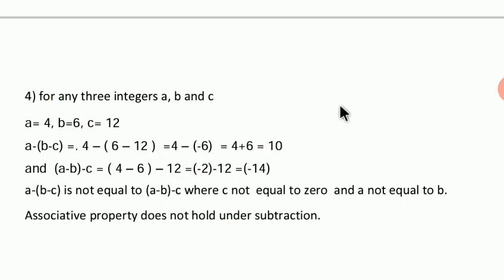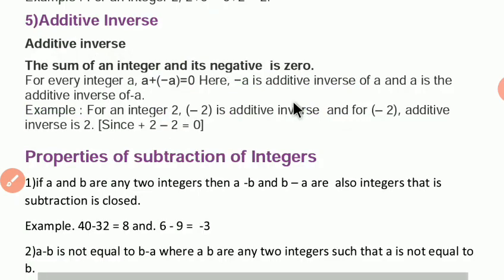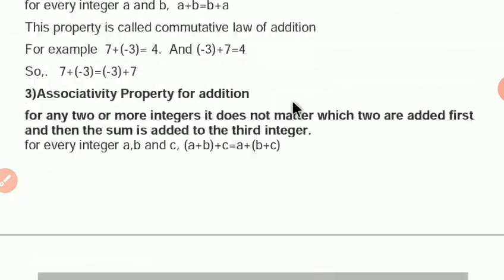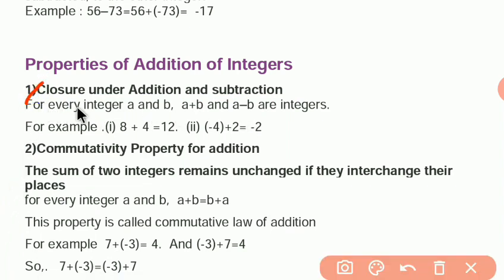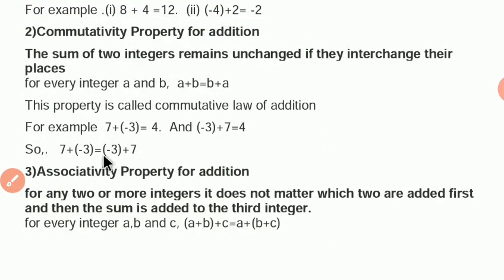So we have seen the different properties for addition of integers and for subtraction of integers. Let us see once again the properties of addition of integers. First property is closure property. For every integer, a plus b is an integer. Then commutative property: the sum of two integers remains unchanged if they interchange their places. It means a plus b is equal to b plus a, and this law is known as the commutative law of addition.